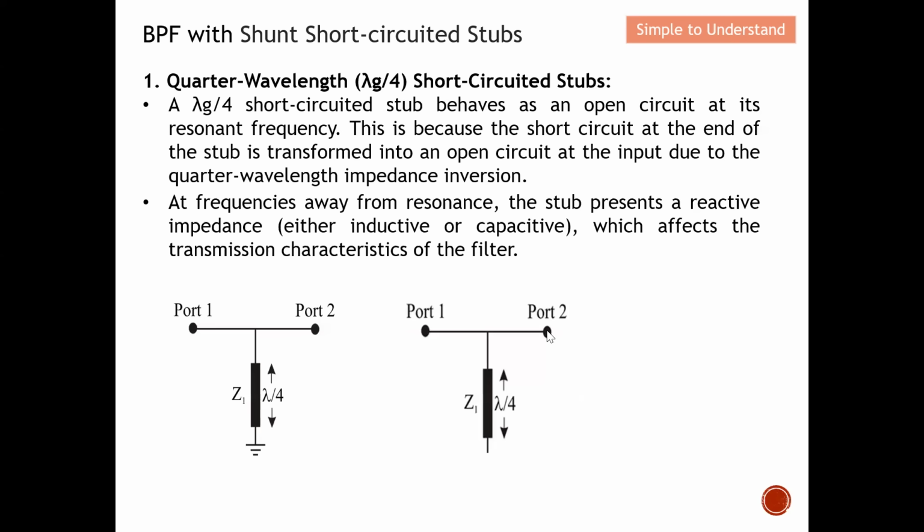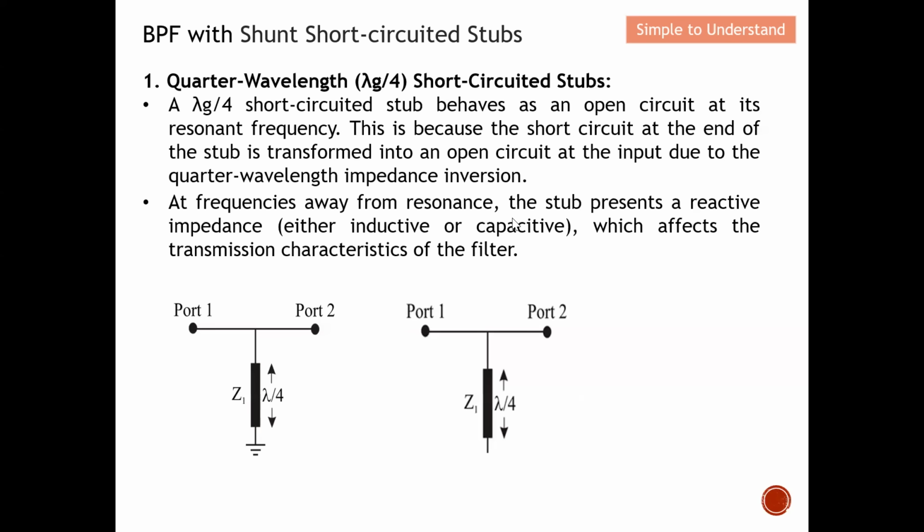Therefore, with this, you can imagine that we will be able to have a bandpass filter. Basically, if we control the center frequency of the bandpass filter, we will have this frequency response. This is why we can implement a bandpass filter with a quarter wavelength short circuit stub. At frequencies away from the resonance, the stub presents a reactive impedance, either inductive or capacitive, which affects the transmission characteristics of the filter. We are going to take a closer look at this later on.